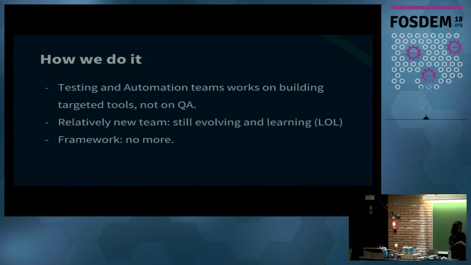Okay, so back to the experience and how we do it at Chorus. Testing and automation teams work on building targeted tools, not QA, as I said. Even though we're a team, we don't work together on the same projects. Every one of us works toward different efforts. For example, some work on the Prometheus team, some work on the Tectonic team, or me, I work for the Red Hat Linux team that is like in the ether or something.